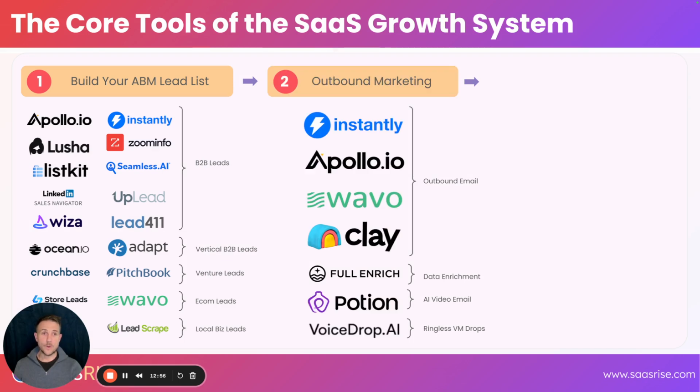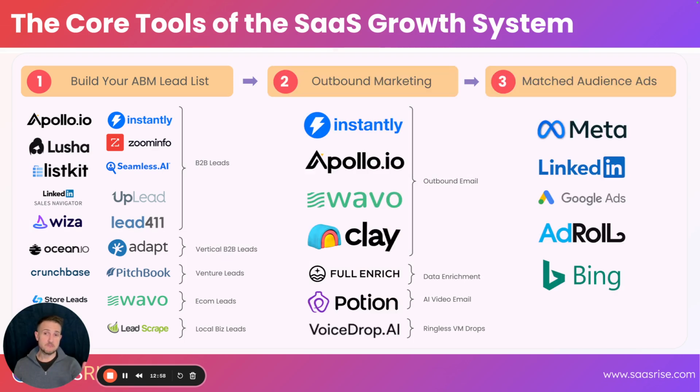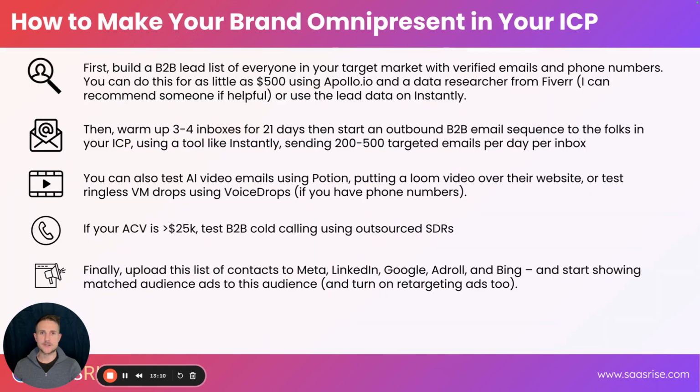And then once we had our target market, we started last September going through this system and building our ABM list, starting doing outbound marketing, and then doing matched audience ads. And that's how we've added our first $2.5 million in ARR to SaasRise over the last year.